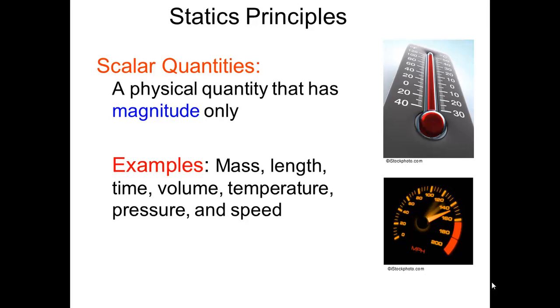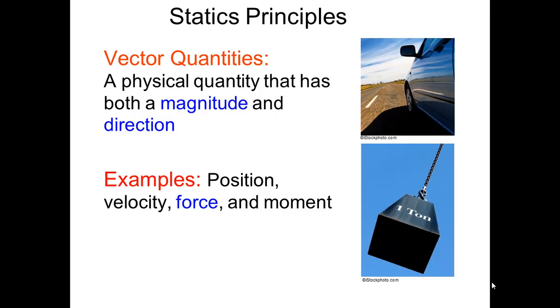When we talk about statics, we need to talk about either scalar quantities or vector quantities. Let's focus on scalar quantities first. Scalar quantities are physical quantities that have magnitude only. These are the things that you are probably most familiar with unless you've already studied vector quantities in another class. Some examples of scalar quantities include mass, length, time, volume, temperature, pressure, and speed. Again, these would just have a value or a magnitude associated with them but no direction. So when we say it's 15 degrees outside, that's just a scalar quantity.